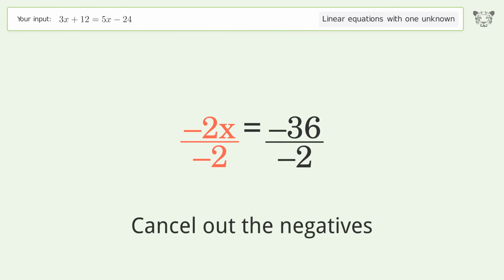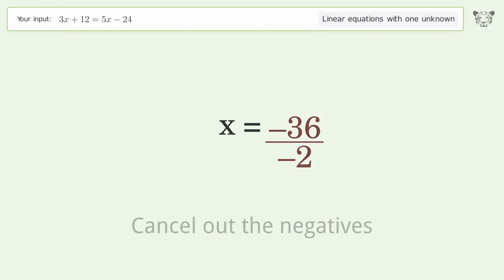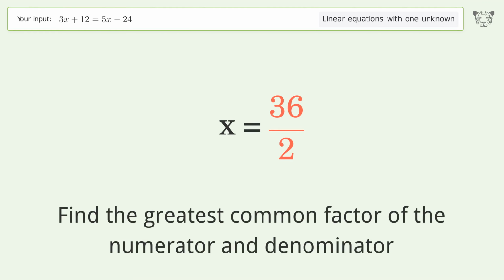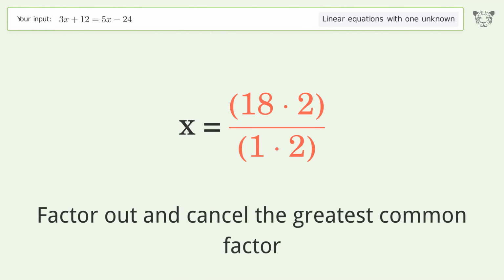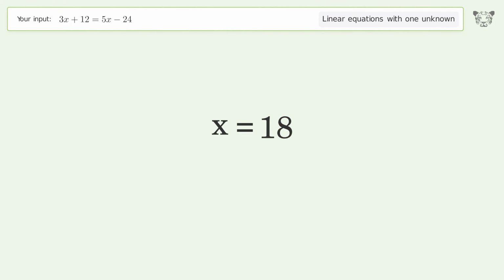Cancel out the negatives. Simplify the fraction. Cancel out the negatives. Find the greatest common factor of the numerator and denominator. Factor out and cancel the greatest common factor. And so the final result is x equals 18.